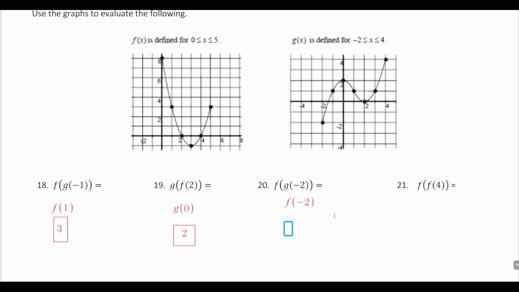So we've got f of negative 2, which is going to be negative 2. Oh, wait, is it? Actually, no, let's go back. F of negative 2 for the f function is, there's nothing there, so we're going to say that that's undefined. Yeah, no value here. For number 21, we're going to input f of 4 into f. So f of 4 is going to be 0, right? And then if f of 4 is 0, now we need to evaluate f of 0, which will be 8. We can find that right up here.